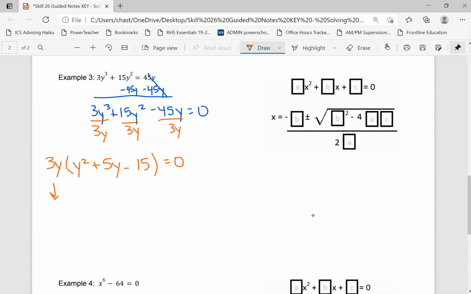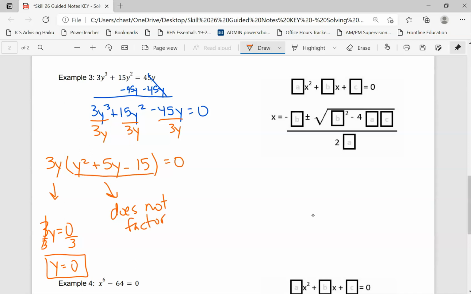So 3y, I can set that equal to 0, divide both sides by 3, and y is 0, so that's going to be one of our solutions. Now y squared plus 5y minus 15. Two numbers that multiply to negative 15 and add to 5, well, they don't exist. So this one does not factor, so we're going to go to the quadratic formula.